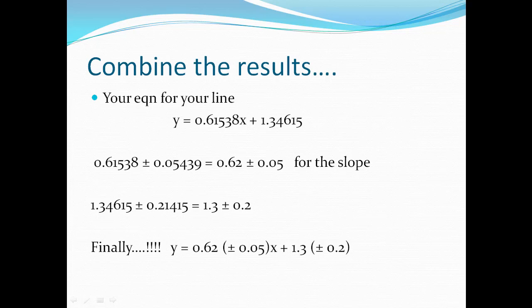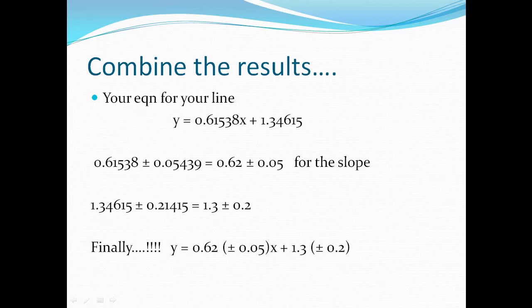We just figured out that the standard deviation for the slope was 0.61538 plus or minus 0.05439. Remember what the rule was. That first significant digit in your standard deviation, that is as far as your answer can go. So since it's 0.05, your answer, the value, is only going to go to 2 decimal places. So it's 0.62 plus or minus 0.05 for your slope.